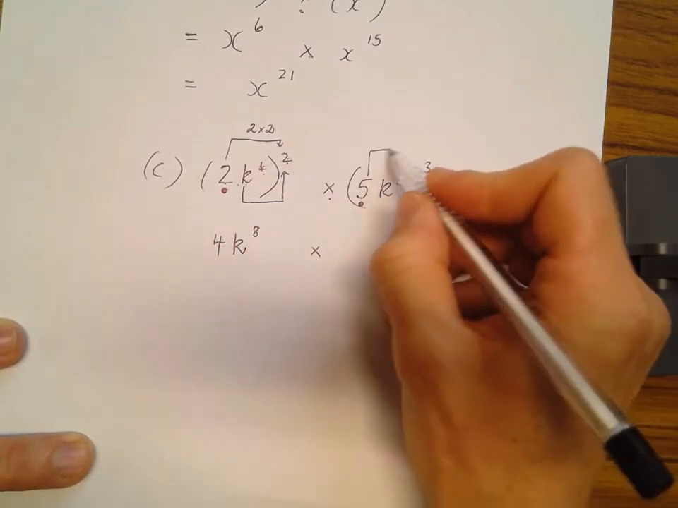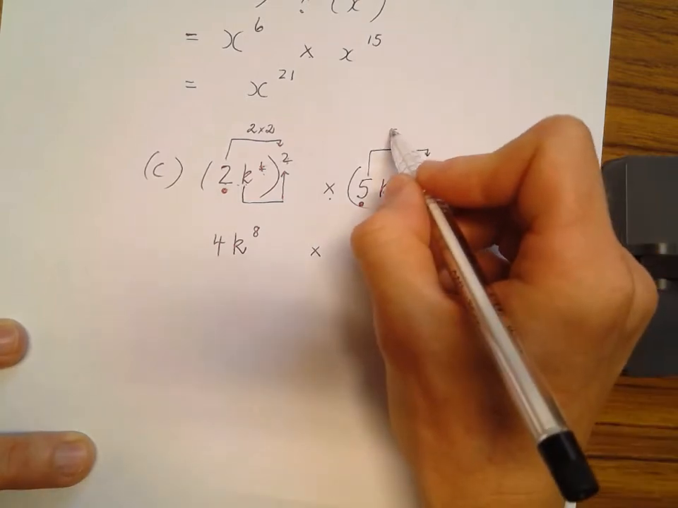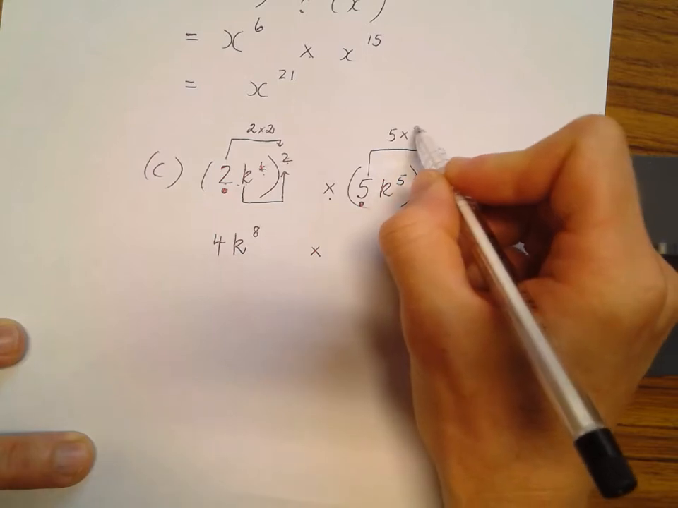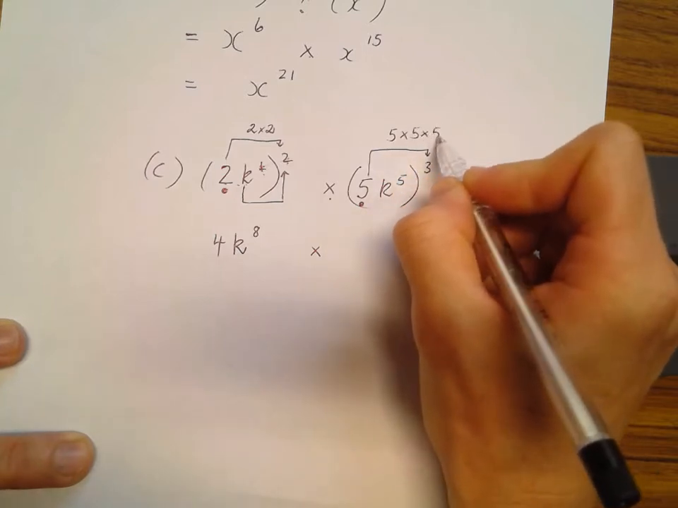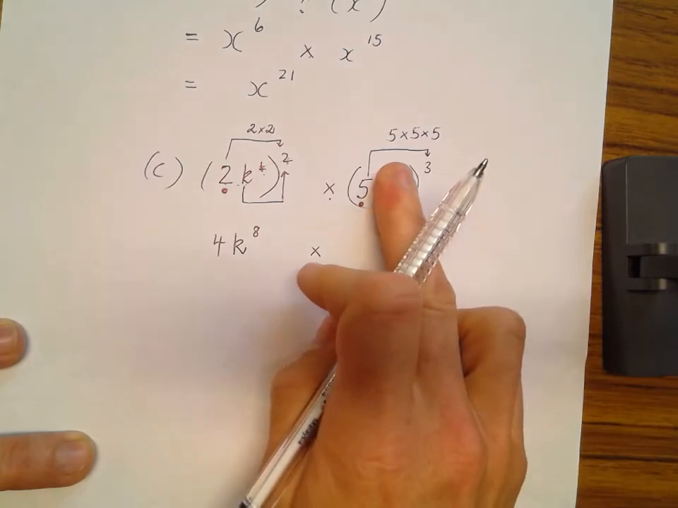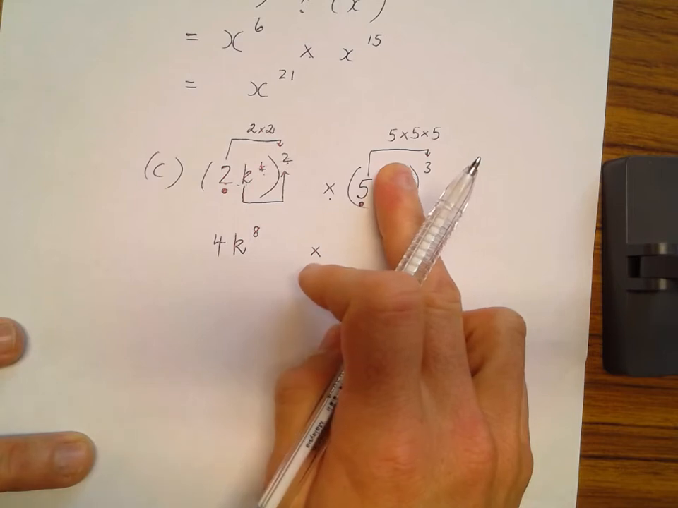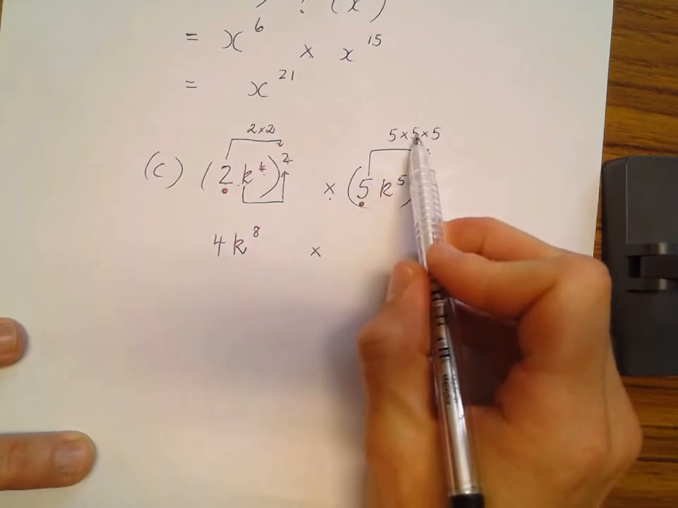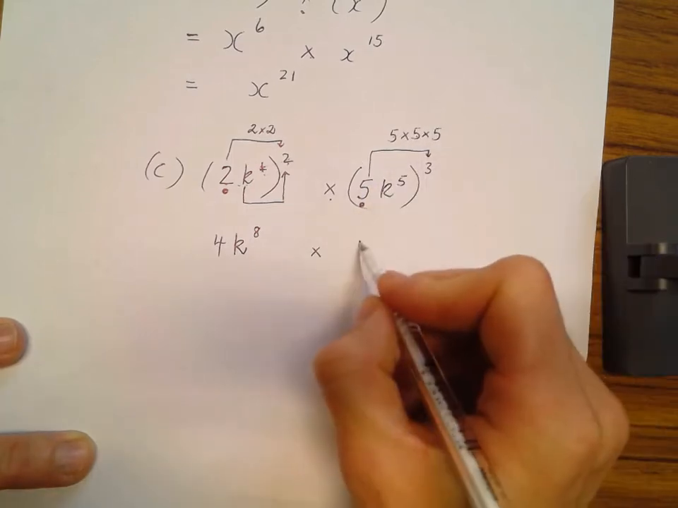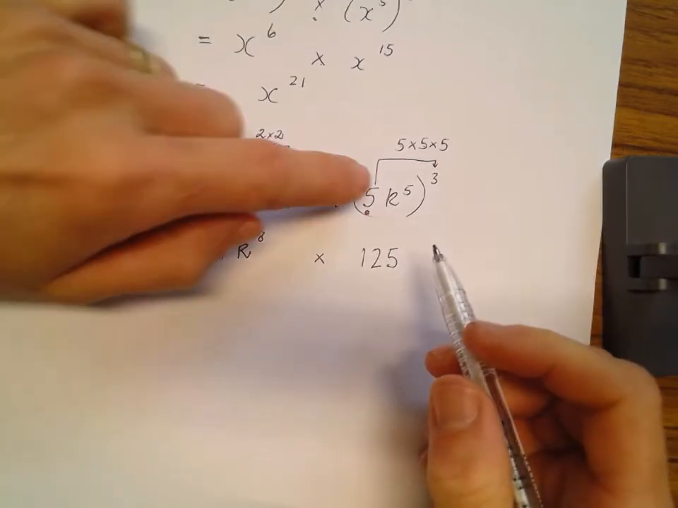Okay, anything inside the bracket is affected by the power. So this is essentially 5 times 5 times 5. It is 5 to the power of 3. Ignore that part for now. 5 to the power of 3 is 5 times 5 times 5. 5 times 5 is 25, times 5 gives me 125. Okay, so we've sorted that out.